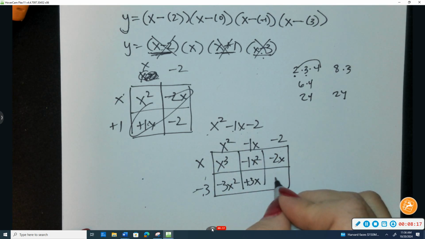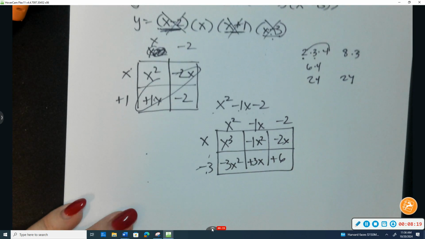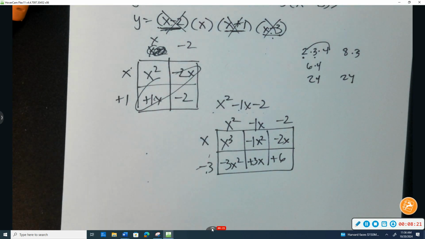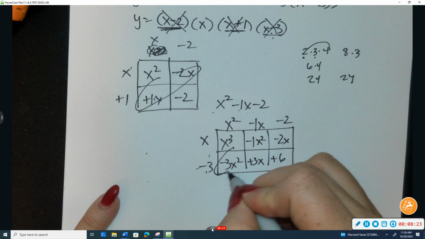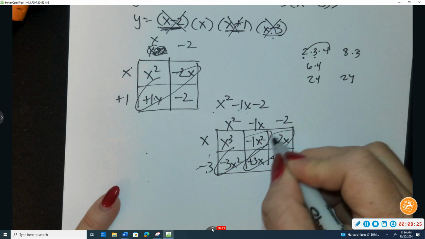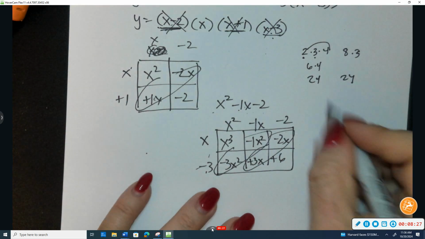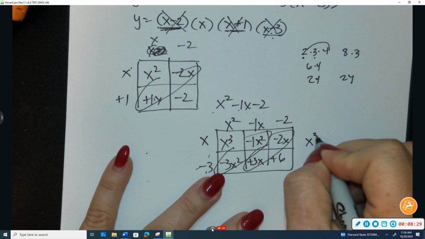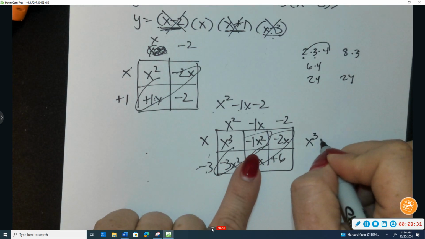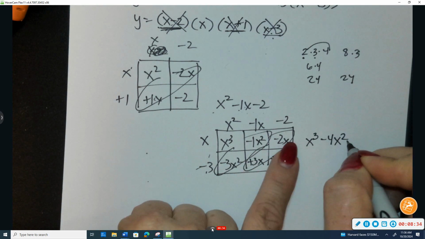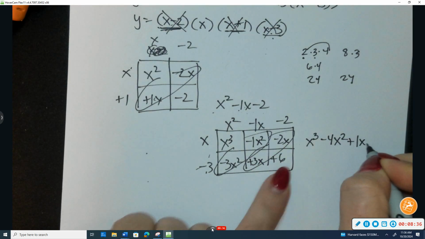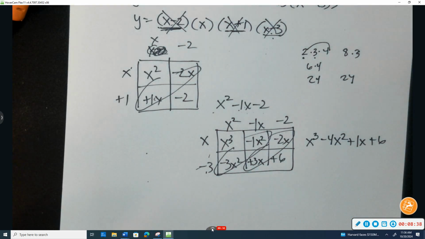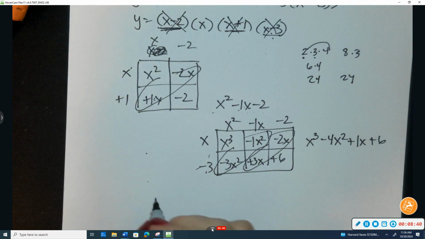You really got to take your time here to make sure you're not making any small mathematical mistakes. The reason I really like this, again, goes back to when you combine like terms, notice that the diagonals already have things organized by like terms. So I have x cubed. Okay, now these 2 are going to give me negative 4x squared. This is going to be positive 1x and positive 6. But I still have 1 left to combine with.